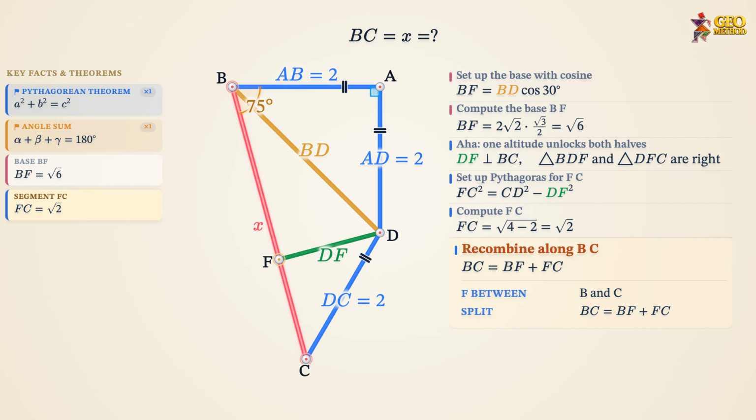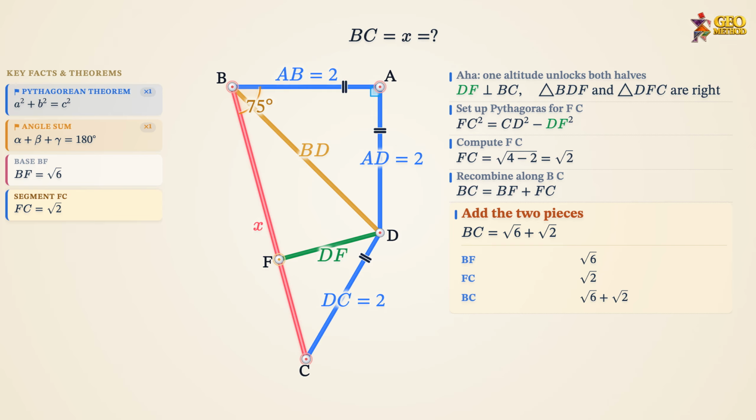The foot F lies on segment BC between its two endpoints, so the whole side is simply the sum of its two pieces. That means segment BC equals segment BF plus segment FC. Add the pieces. Root 6 plus root 2 is the length of segment BC, and since these roots are unlike, they do not combine any further. So this sum is the exact answer. Therefore, segment BC, the red target x, equals square root of 2 plus square root of 6.